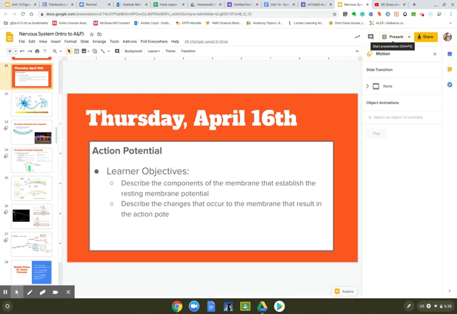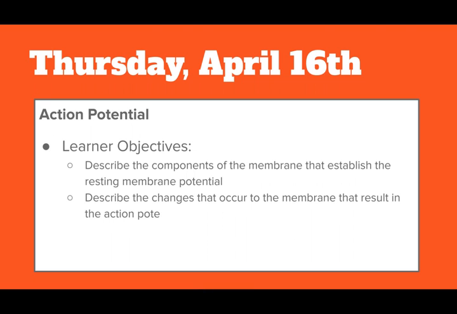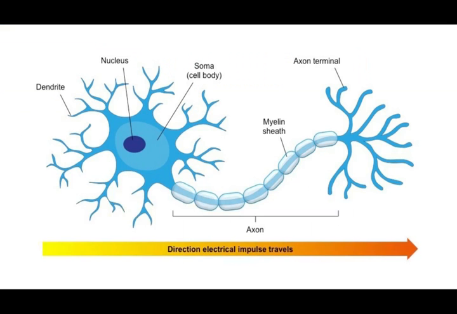I'm coming at you for Thursday, April 16th's lesson, and we are going to talk about the action potential today. When we're talking about an action potential, all that is a nerve impulse, the electrical signal that gets sent down a neuron. Anytime I use the word action potential today, think of it as the zap, okay? The signal being sent from your brain to your body.